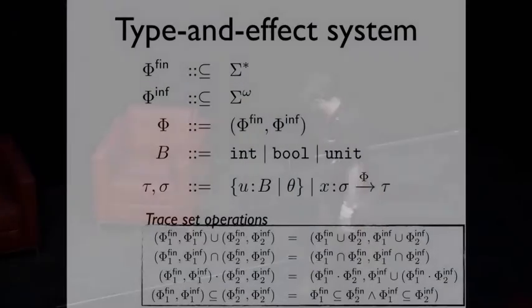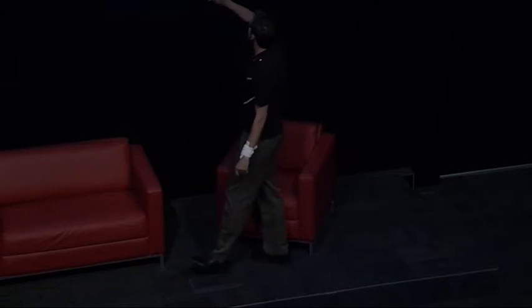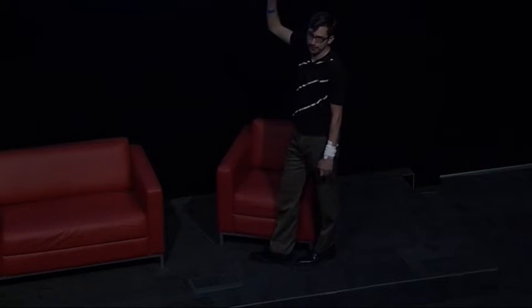So in the typing rules, what we need to be able to do is perform some operations on these trace sets, such as union. Union is not surprising. When you union these two pairs of specifications, you just distribute the union over pairing, to union together the finite components separately from the infinite components.